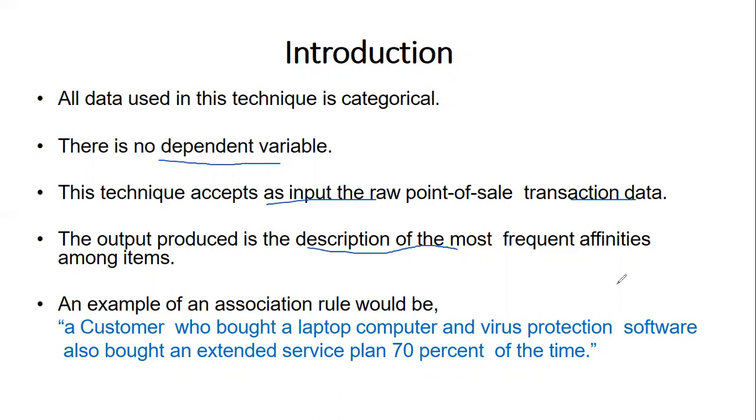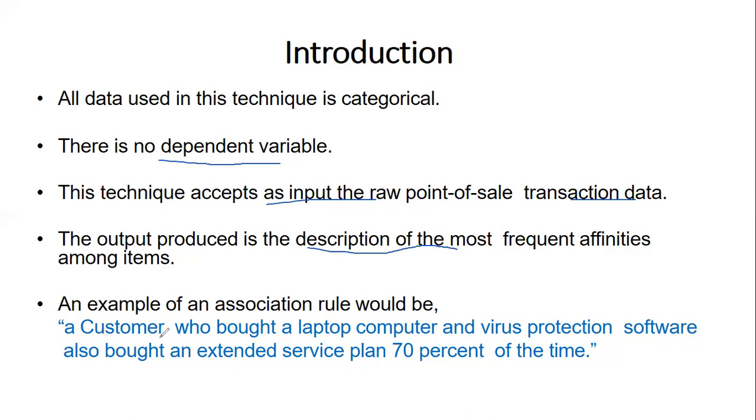Say, for example, if a customer buys bread, he is 70% likely to buy milk. So here, 70% likely to buy milk. That means there is an association between bread and milk. 70% of the customers who buy bread also tend to buy milk.